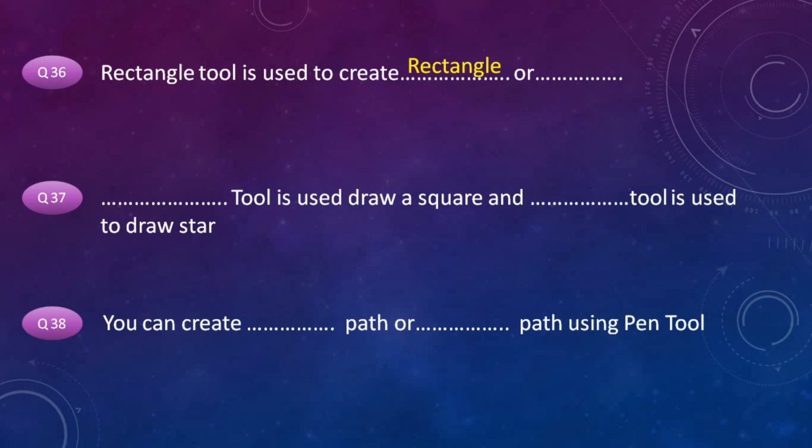Rectangle tool is used to create rectangle or square. Rectangle tool is used to draw a square, and polygon tool is used to draw a star. You can create open path or closed path using pen tool.